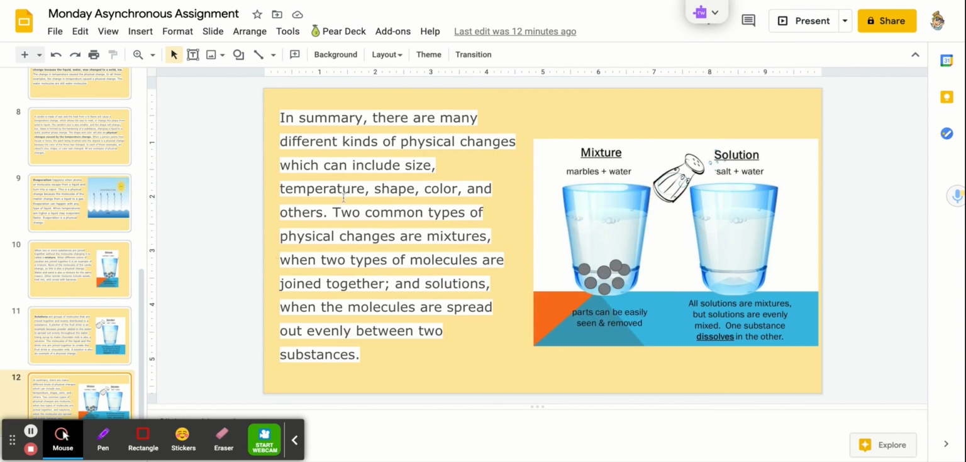All right. So, in summary, there are many different kinds of physical changes, which can include size, temperature, shape, color, and others. Two common types of physical changes are mixtures, when two types of molecules are joined together, and solutions, when the molecules are spread out evenly between two substances. So, we have two types of physical changes, we got mixtures and we got solutions. And we also want to remember that our phase changes like evaporation, condensation, freezing, and melting are all types of physical changes.